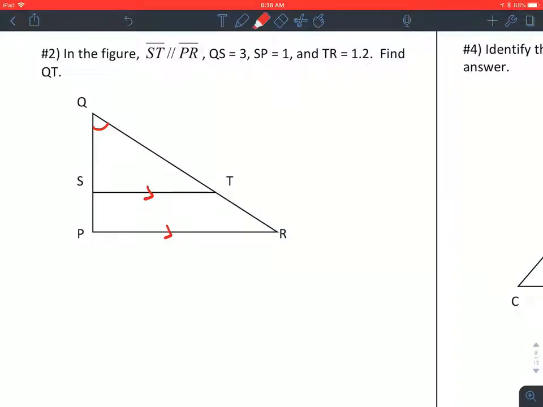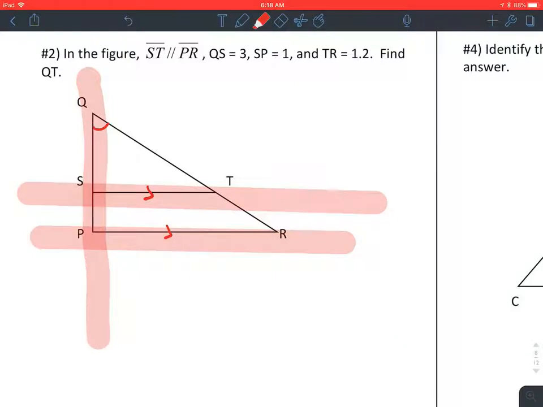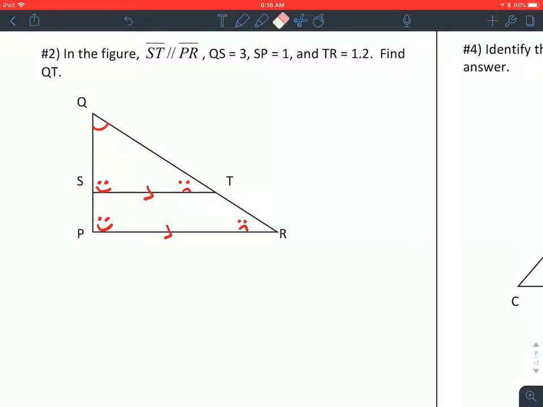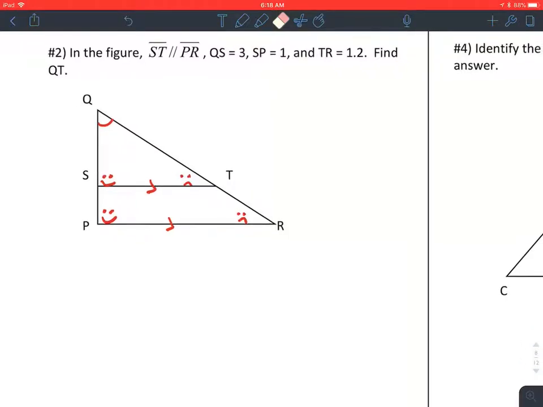Since ST and PR are parallel, I'm just going to draw some auxiliary lines here. QP ends up being a transversal. Corresponding angles are congruent when you have parallel lines. That's the corresponding angles postulate. For a similar reason, we could say that these angles are congruent because of the corresponding angles postulate. Now we've just given more reason than we need to show that these 2 triangles are similar. We just need 2 angles. We actually showed all 3.